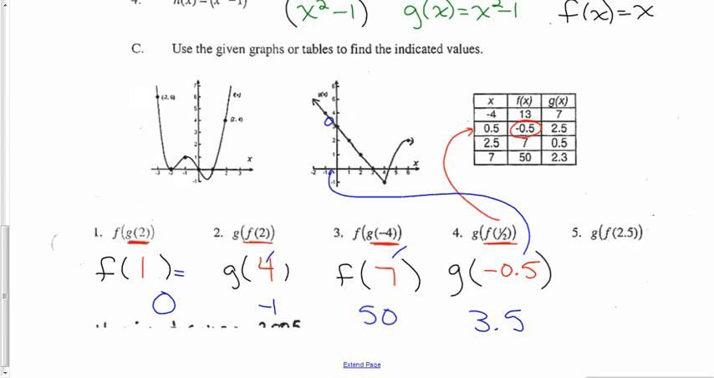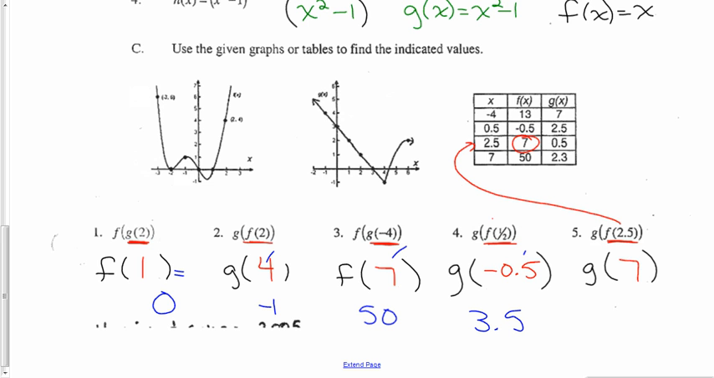In number 5, I have g of f of 2.5. So from here, I'm going to take the 2.5 and I'm going to plug it into f. Again, that's on my table, and that output is 7. So now I'm going to take g of 7, and 7 is in my table. So I'm going to take that, plug it in here, and now I want g, which is 2.3. And that's composition from a table or a graph.